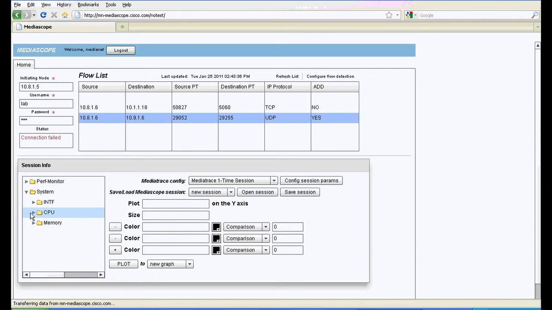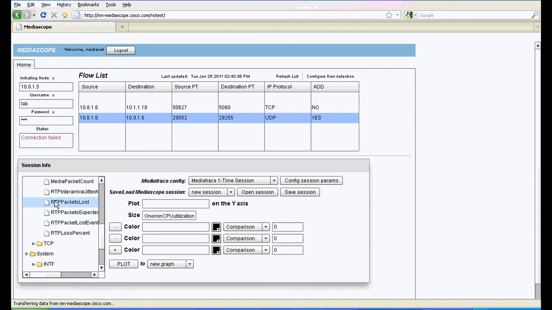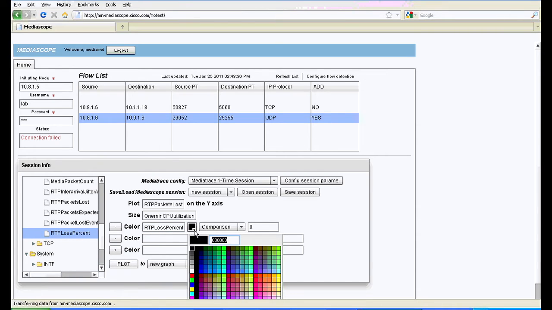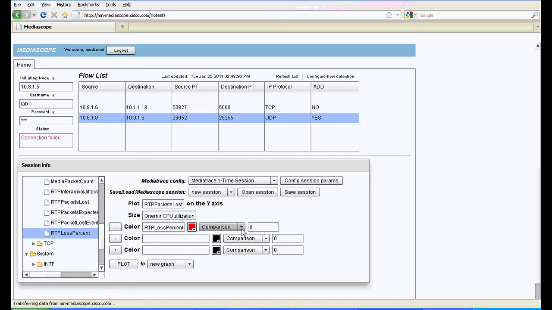In order to configure the graph that we would like to plot, let's say we want to look at the 1 minute CPU utilization, as well as some system statistics. We can also follow different types of flows. We have, for instance, some specific data for RTP or for TCP, and let's say we want to see how many RTP packets are being lost, as well as what the RTP loss percentage is, or we would like to be indicated if the loss percentage crosses a certain threshold. For instance, if it is greater than 1%, then we want to have it specifically called out in our graph.